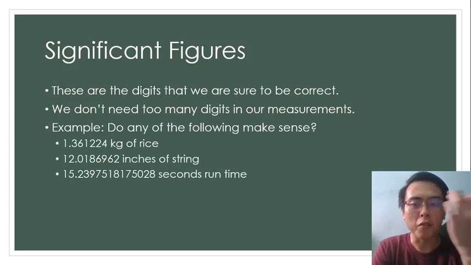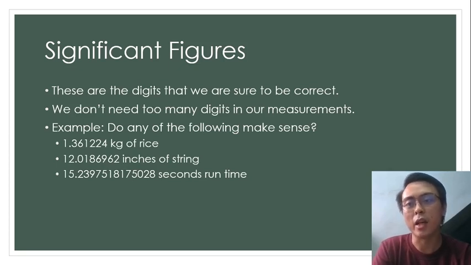First, if I instructed you to buy rice, let's say, could you please buy 1.361224 kilograms of rice? Would you be able to do that? You would not be able to do that exactly, because there is no commercial weighing scale that could accurately measure exactly 1.361224 kilograms of rice. Even with the most advanced laboratory analytical balance, you will not be able to measure this amount.